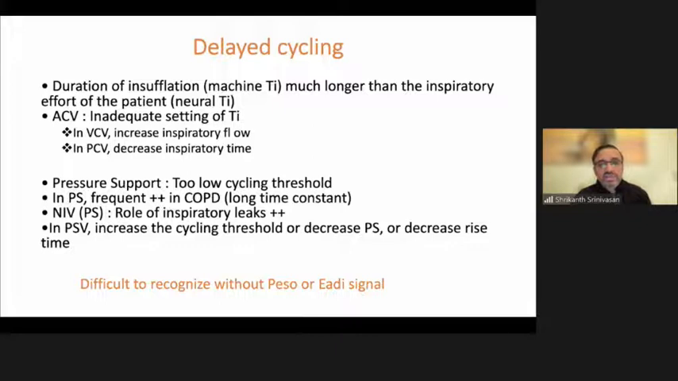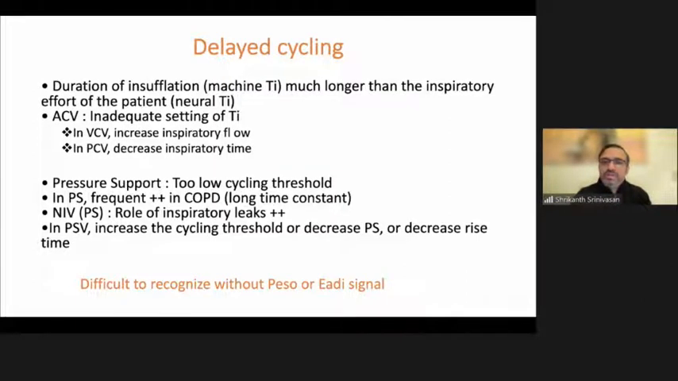In pressure support, the cycling threshold is probably set too low. It is set at 10 or 15% rather than the baseline of 25%. It should rather be set much higher, around 30 or maybe 40%. So here, the cycling threshold needs to be increased. This is very common in patients with COPD.